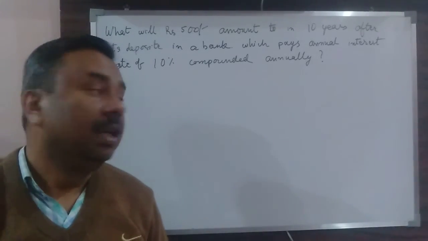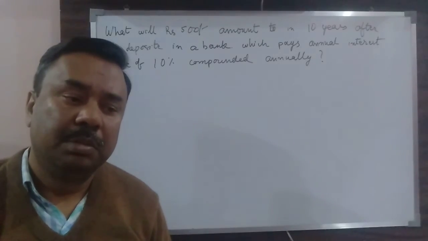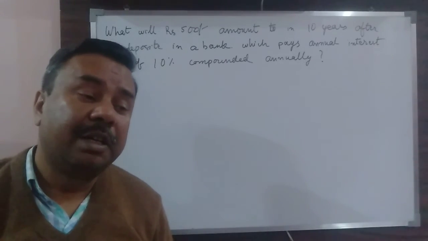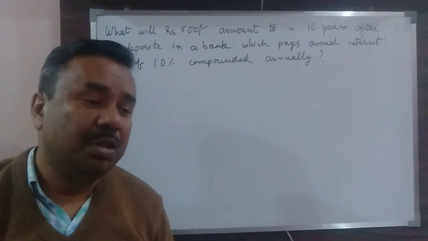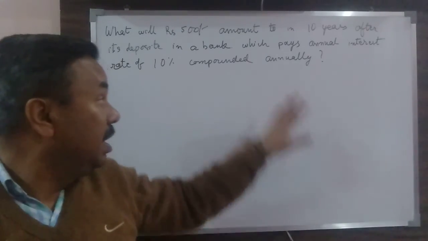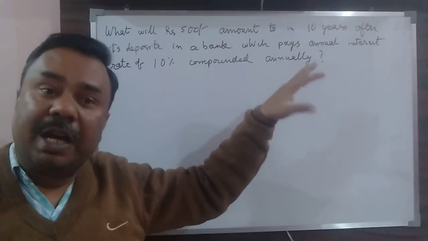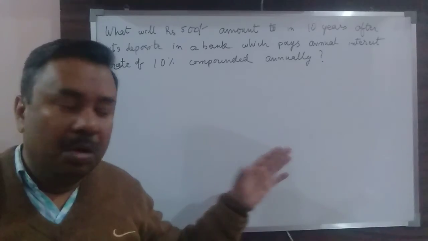So this is the question: what will rupees 500 amount to after 10 years, if the rate of interest is 10% per annum and the interest is compounded annually? What do you mean by interest being compounded? It says compounded annually, which means after each year interest is calculated, okay.